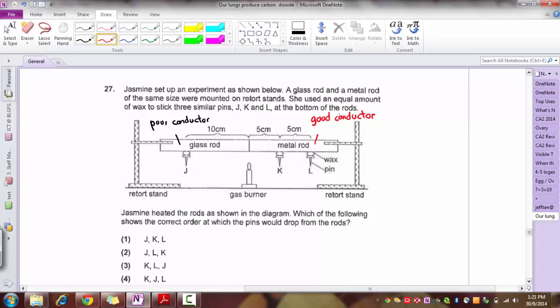Okay, because metals are good conductors and glass is a poor conductor, heat will travel a lot faster down here as compared to here. This is going to be much slower. So which will drop first? Definitely K will be the first to drop, followed by L, and very much later J will be the one to drop, and that's why your answer is number 3.